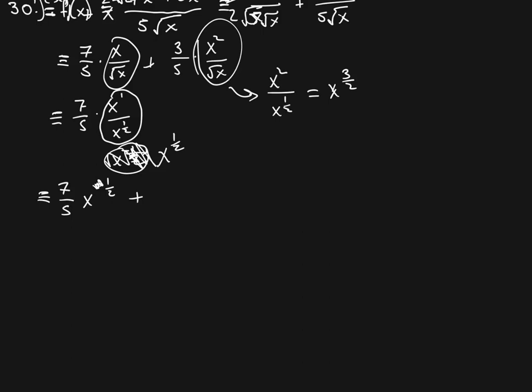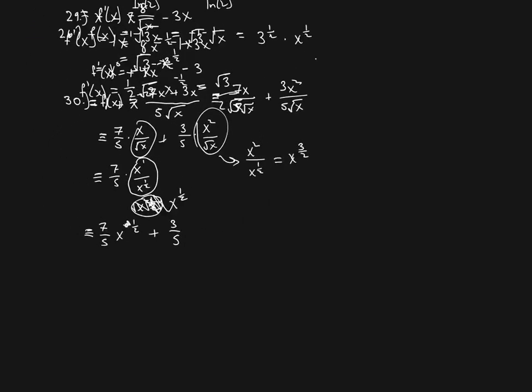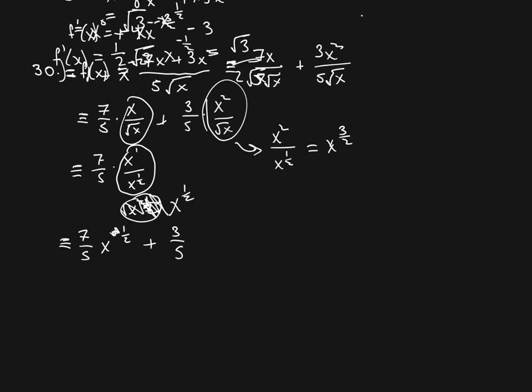plus, and I do feel confident on this second one, we have 3/5 times x to the 3/2. All right, we finally have something that looks like a polynomial that we are used to, even though we've got these fractions. But our derivative here, f prime of x, is simply 1/2 times 7/5.